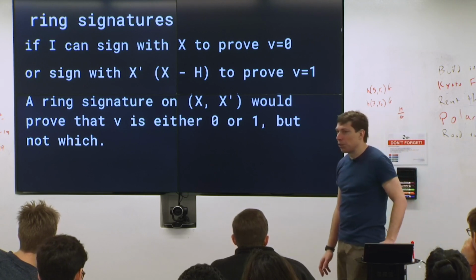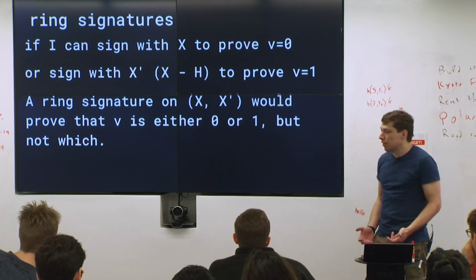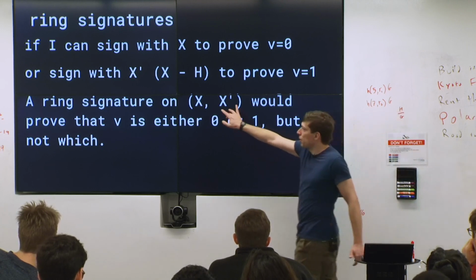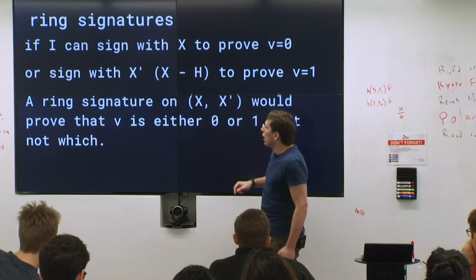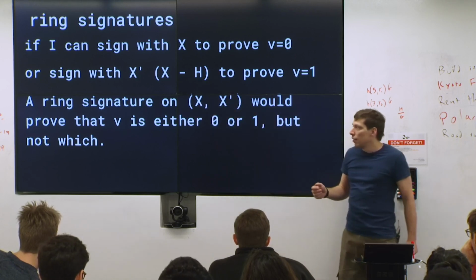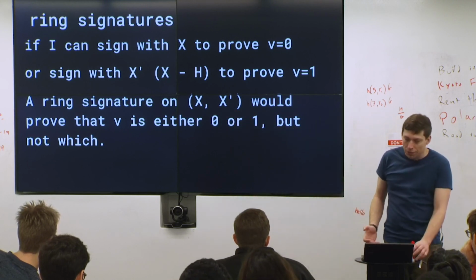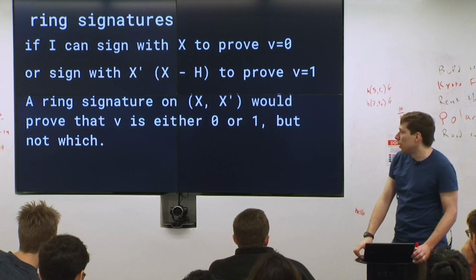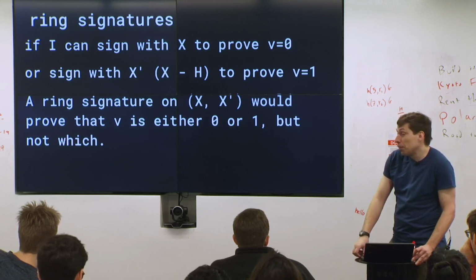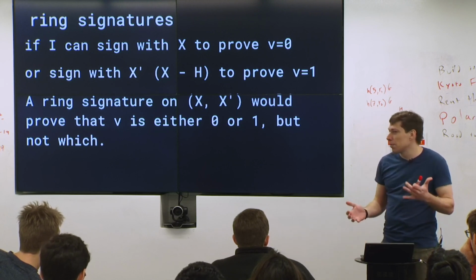But a single signature would just reveal what V was, which isn't useful. But with a ring signature, I can say, okay, there are two different pub keys. One of them is X, one of them is X prime, where you just subtract H. And I'm going to provide a ring signature from one of these two pub keys. Now I've proven to you that V is either 0 or 1. It can't be both, but it can't be 2. It can't be 3. It's got to be one of those two values. So does this make sense?